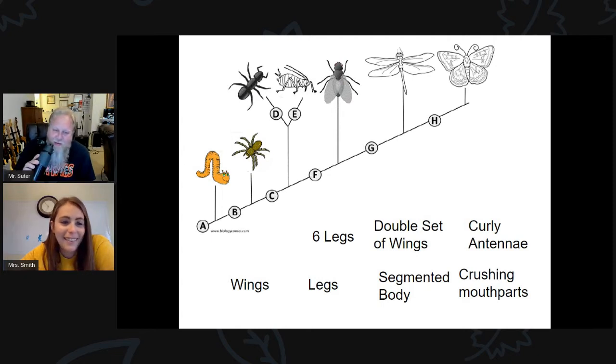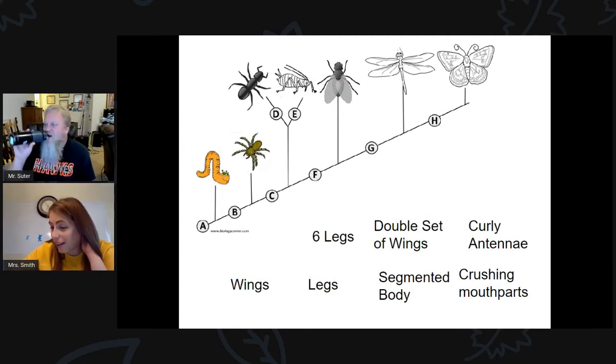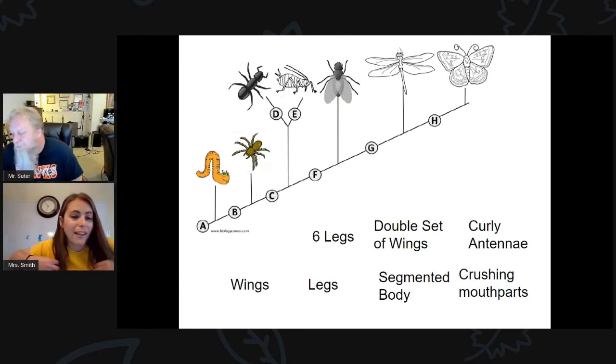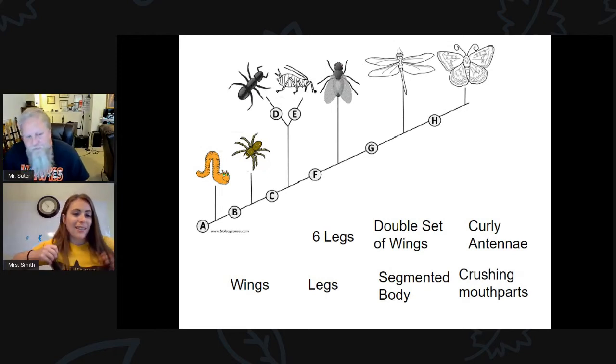Mrs. Smith's a little feisty today. I am. I'm just happy to finally have a new shirt. I mean, look at this. Haven't seen this one in a while.